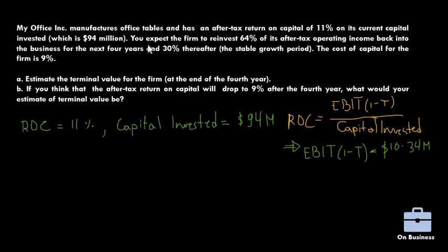We continue reading. You expect the firm to reinvest 64% of its after-tax operating income back into the business for the next 4 years. So my reinvestment rate for the next 4 years is going to be 64%.